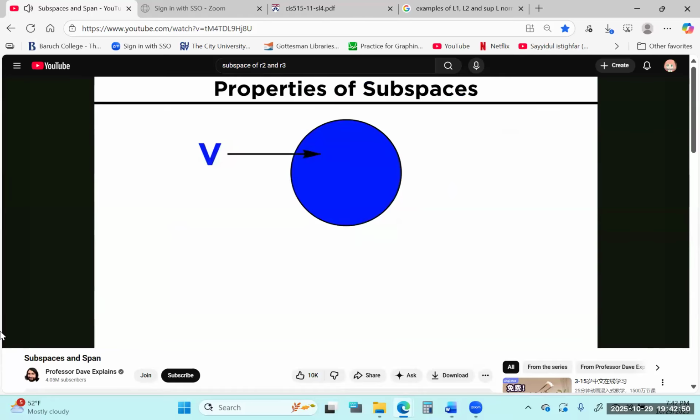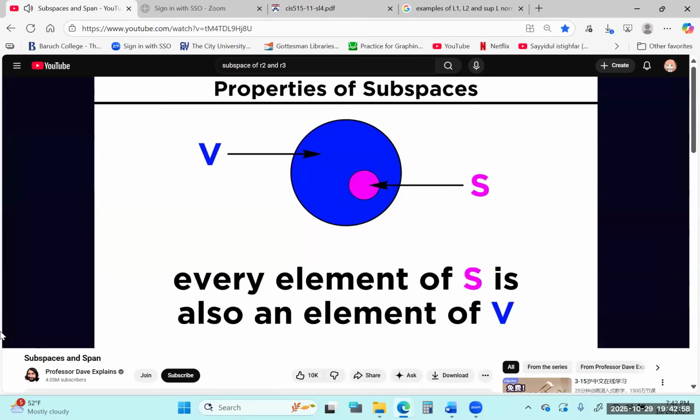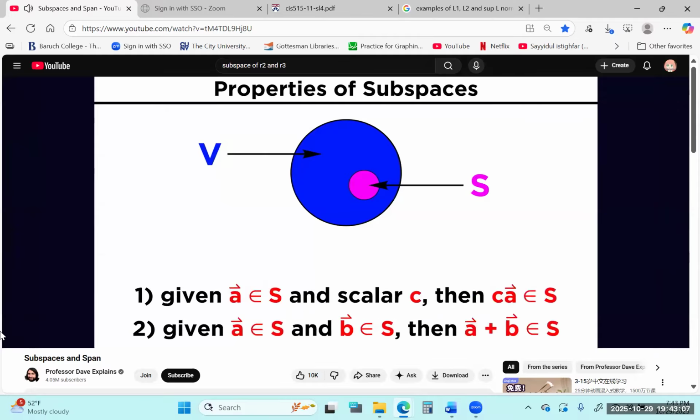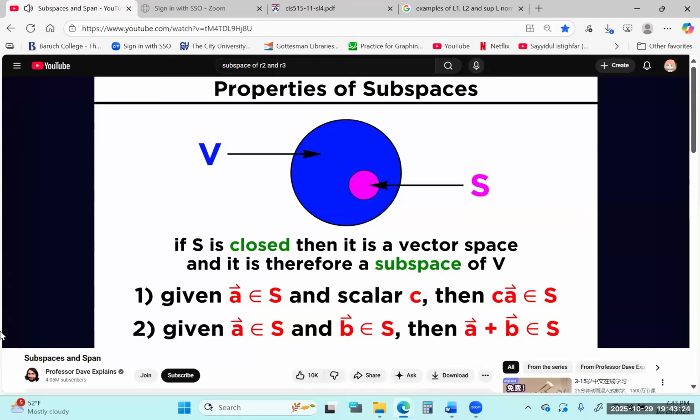Let's say that V is a vector space. Now we can highlight this smaller section of V and call it S. Every element of S was already also in our vector space V, so we know they all obey the properties we discussed in the previous tutorial. This means that the only requirement we need to check in order to determine whether S is a vector space is that it satisfies the properties of closure. If S is closed, it will also be a vector space, and because it is completely contained in the larger vector space V, we will then call it a subspace of V.